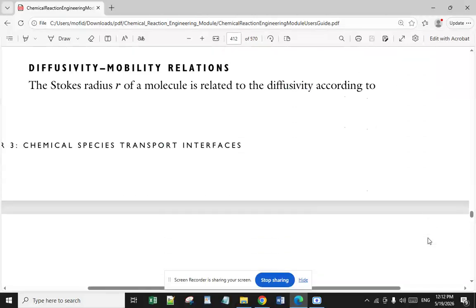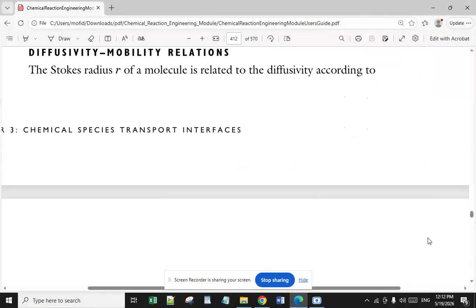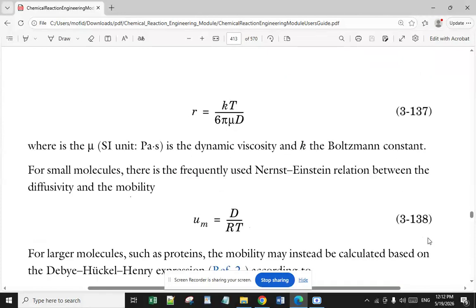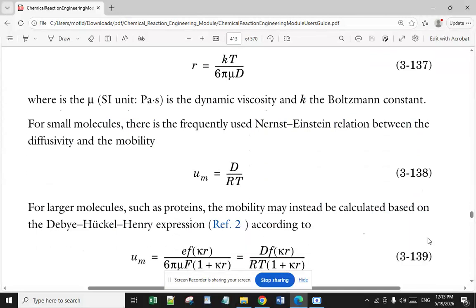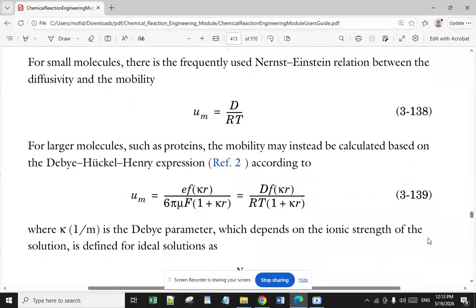Now I want to go through the diffusivity-mobility relations. The Stokes radius R of a molecule is related to the diffusivity according to R = kT divided by 6 pi mu D, where mu, in SI units Pascal second, is the dynamic viscosity, and k is the Boltzmann constant. For small molecules, there is the frequently used Nernst-Einstein relation between the diffusivity and the mobility: u_m = D divided by RT.